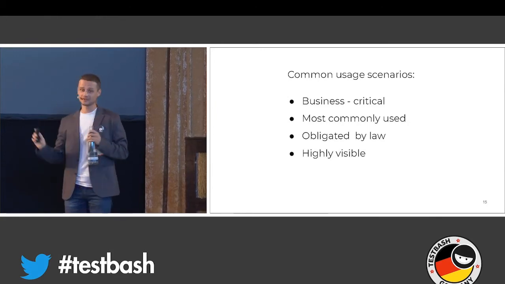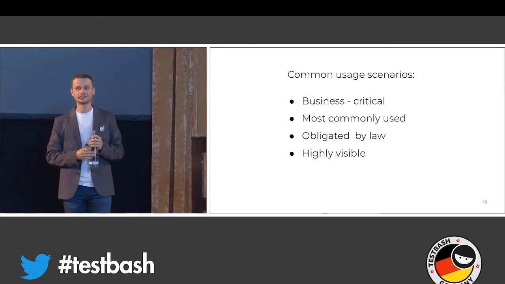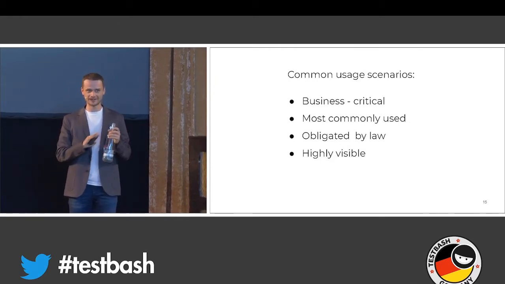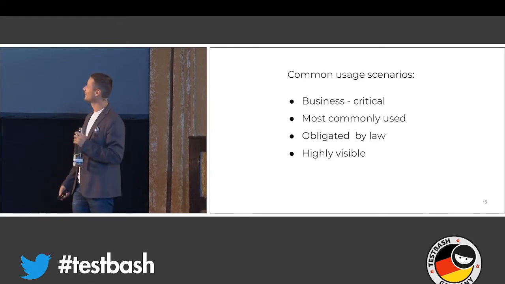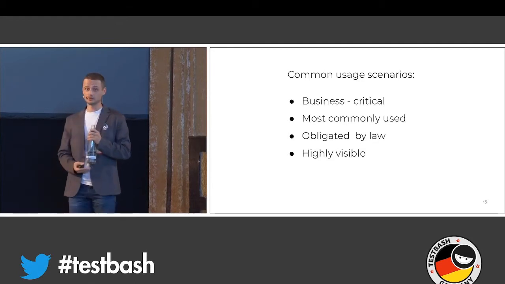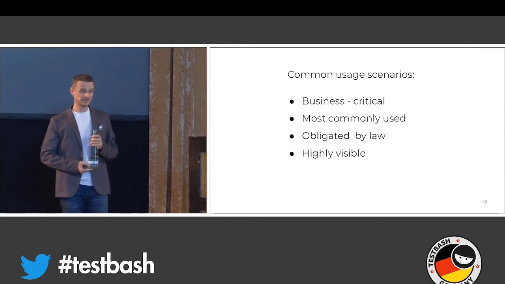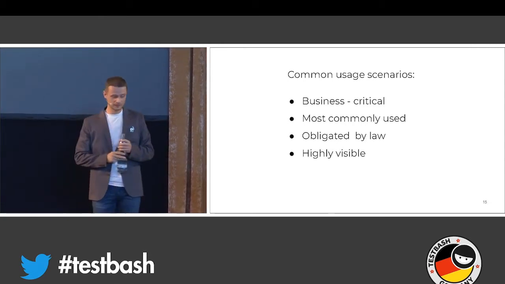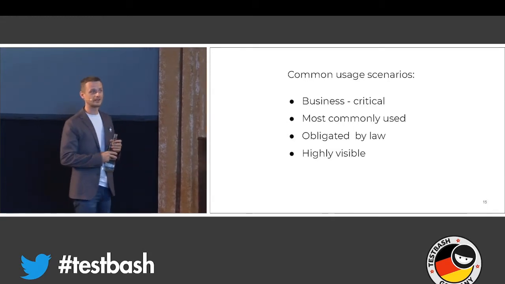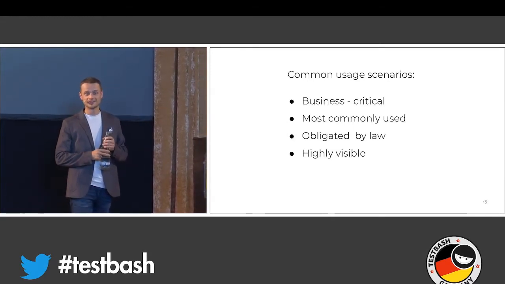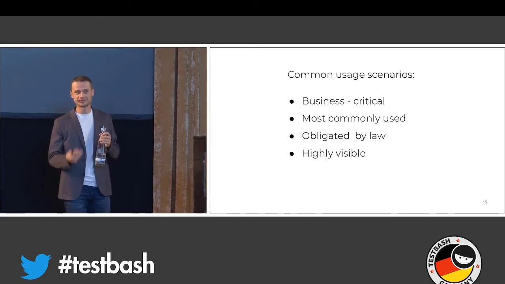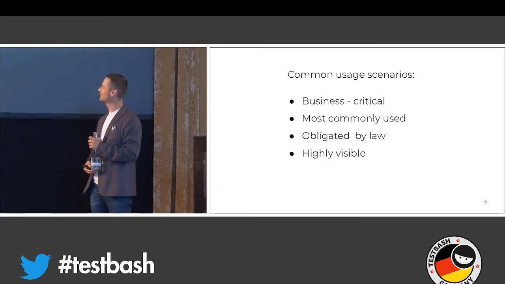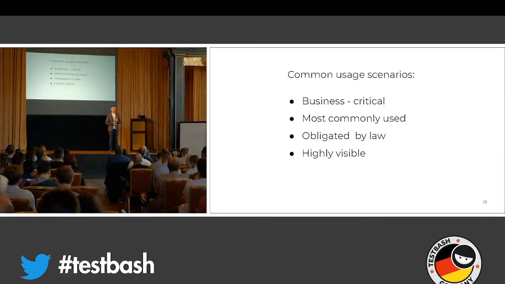So, business critical product. For example, if I want to cook French fries, potato will be business critical. I cannot do French fries without potato. Then we go into mostly commonly used. For example, if it's cake, it will obviously be sugar or some cacao. Then obligated by law: one of my friends has an allergy to honey, and if I cook for him as well, I'm actually forced to exclude honey. So I'm obligated by my friend to exclude honey from my dish. And then, of course, highly visible. For pasta, it will be cheese.